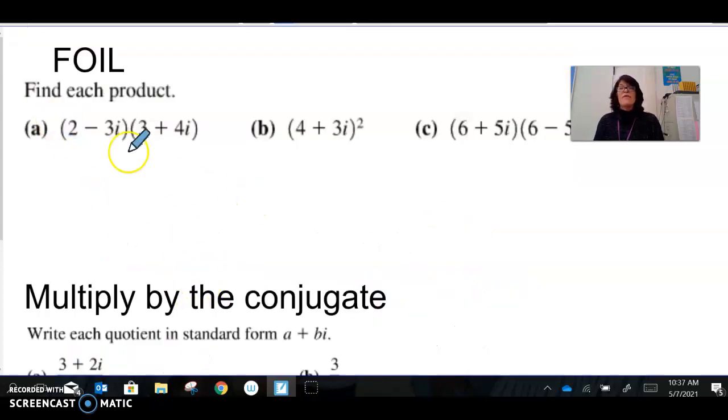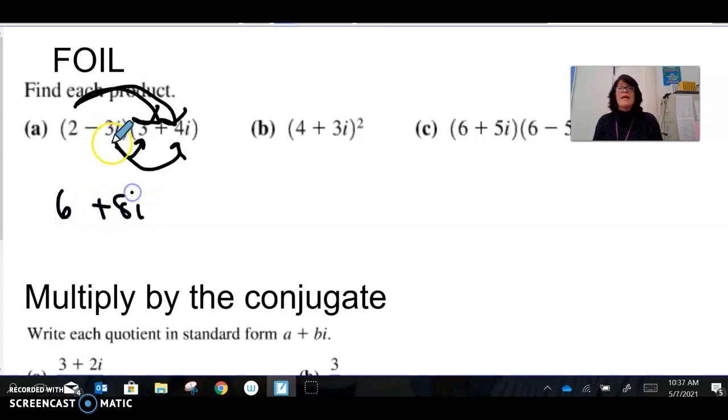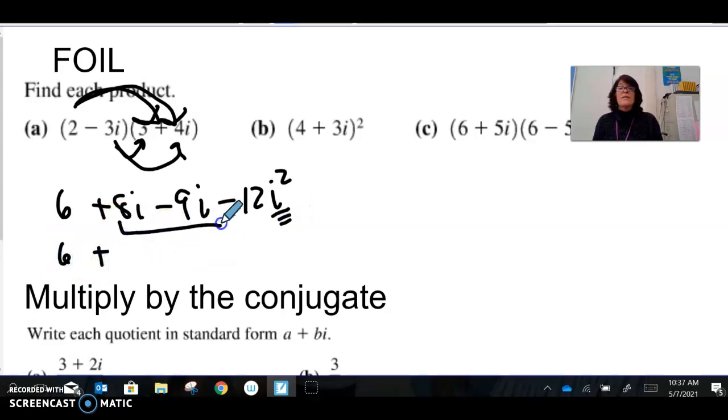Not too bad. FOIL, we're going to do just like we did before. Okay, 2 times 3 is 6. 2 times 4i is 8i. Negative 3, we get 9i. And then minus 12i squared. The difference is i squared is negative 1. So I still combine these just like I did before.